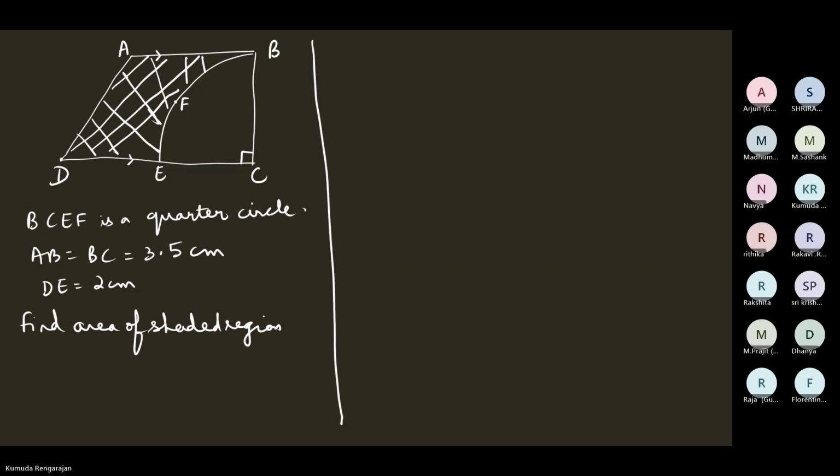Trapezium. It's a trapezium. So what's the formula to find the area of a trapezium? Half h (a plus b). Yeah, half into the sum of the parallel sides into the distance between them. So how much is AB? AB and CD are the parallel sides. How much is AB?